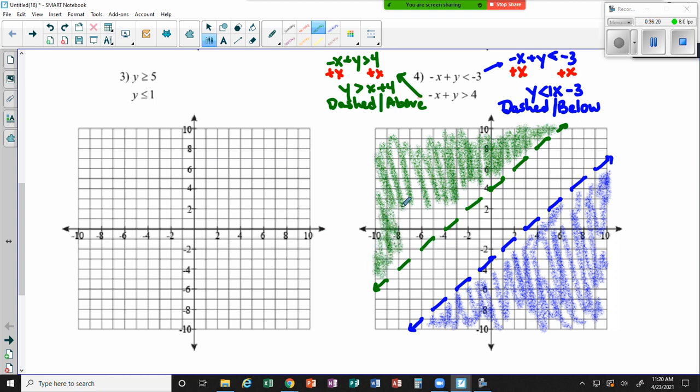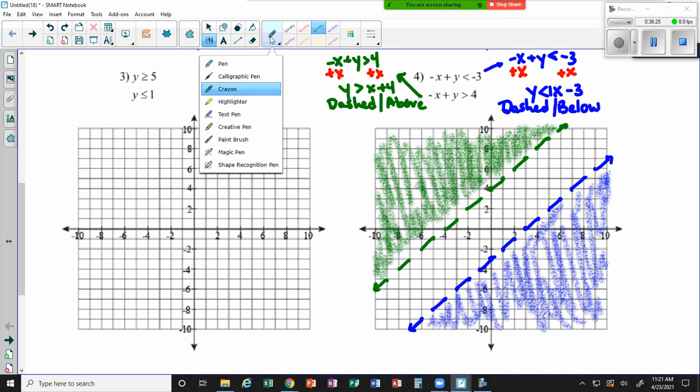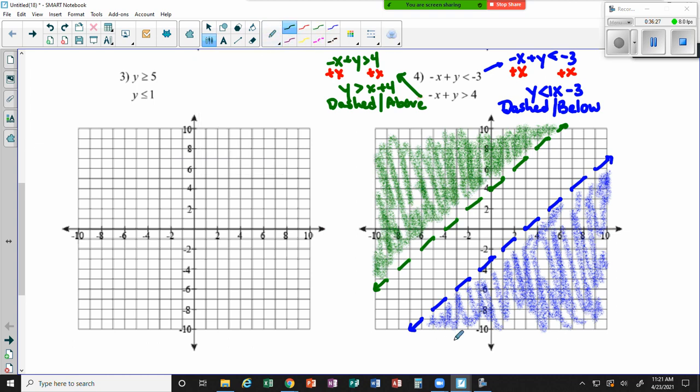So where do those two shaded areas overlap? They don't. So what does that mean? No solution. So this is parallel and they're shaded in opposite directions. So that means there's no solution. There is no place where they overlap. Okay?